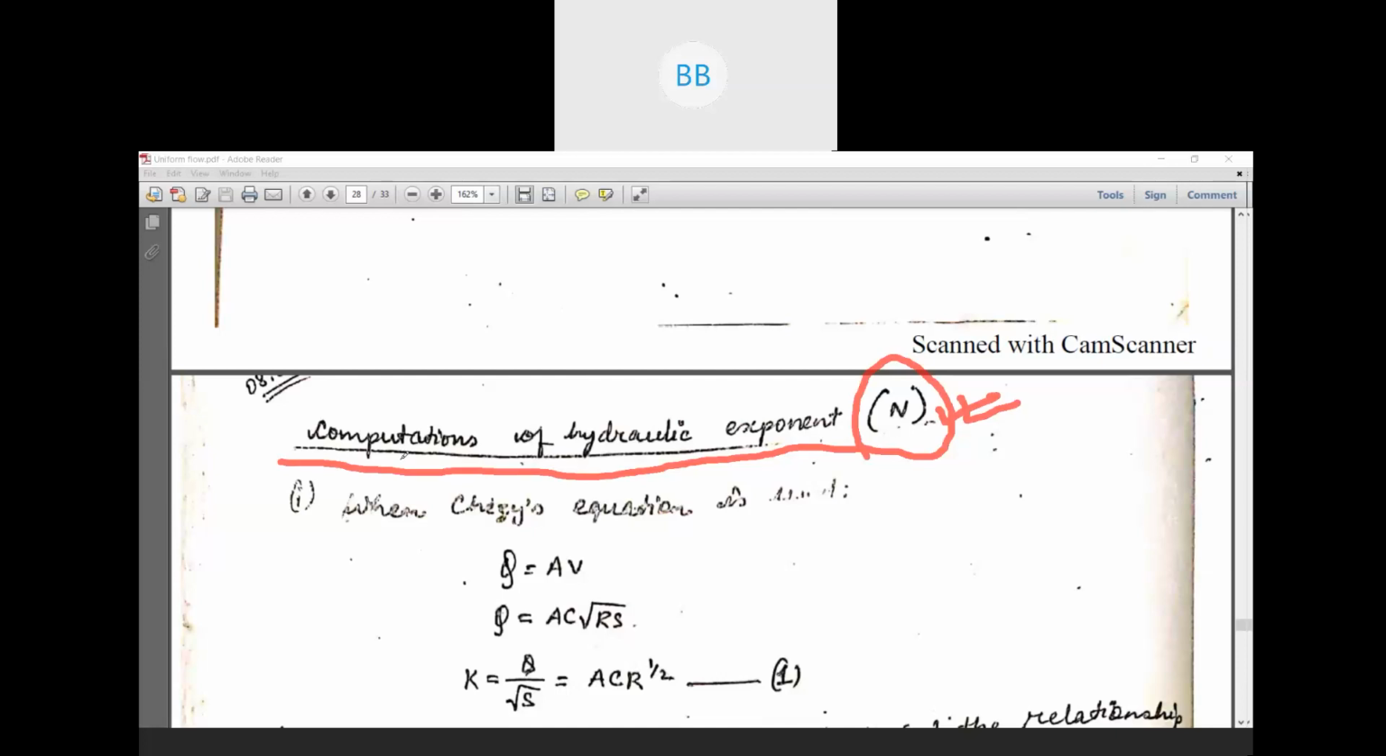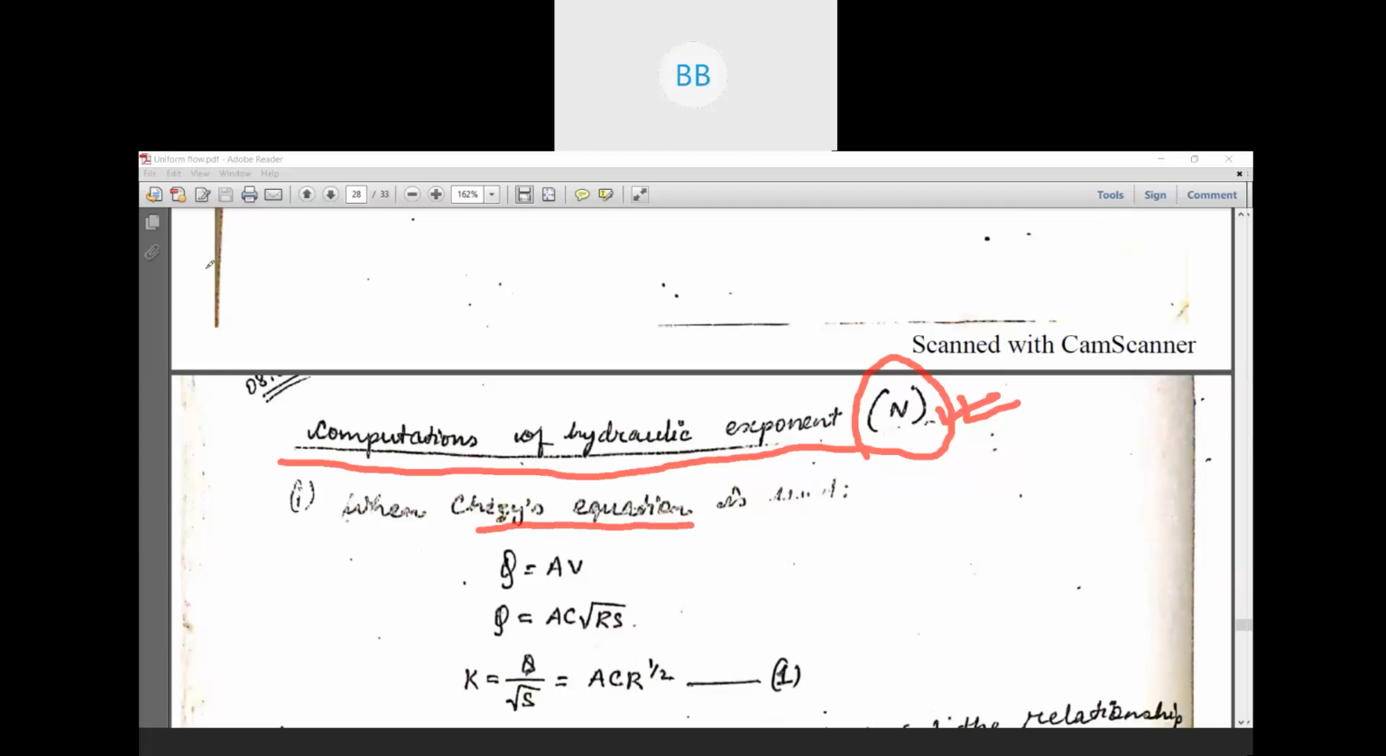Okay? So in the derivation, we can use Chezy's equation and we can also use Manning's equation. If we use Chezy's equation, that expression will be a little bit different, and if you use Manning's equation, the expression will be a little bit different. That is why we have two cases in that derivation: one is Chezy's equation and one is Manning's equation.